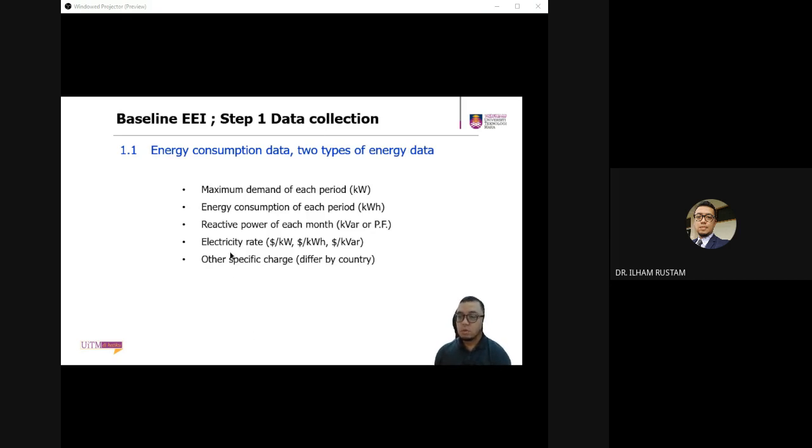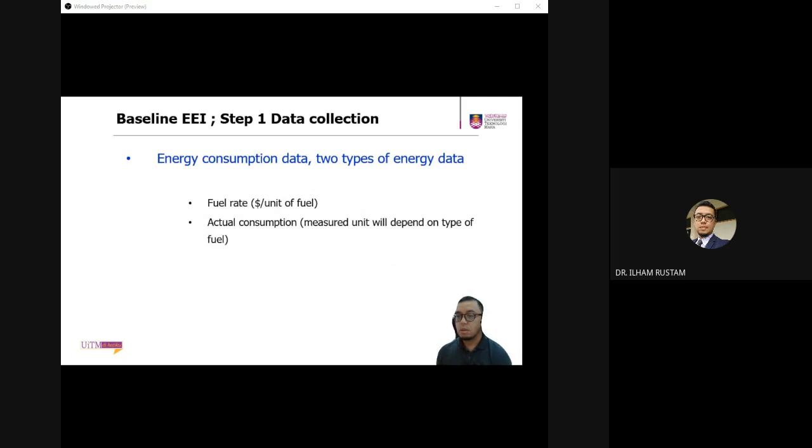And then you need to measure the electricity rate, dollar per kilowatt being produced, being used, and other specific charges which may differ country by country. Okay, and also fuel rate and actual consumption depend on the type of fuel. Fuel rate, if you're using gasoline, is the oil we usually see at the oil market. But if not, then you have to refer to the market value for the fuel that your machine is using.